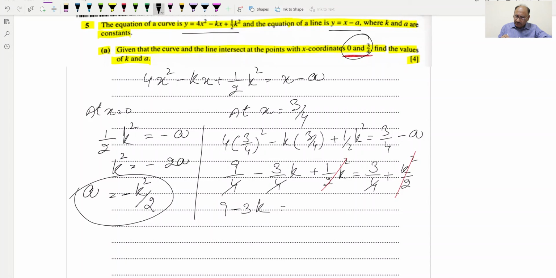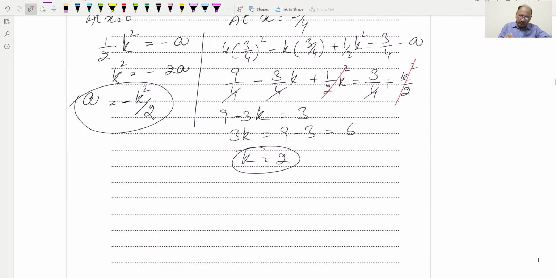9 minus 3k is equal to 3, or we can write 3k is equal to 9 minus 3, which is equal to 6. So k is equal to 2. We got this k is equal to 2. Now this k value we can replace in this one, and this will be a is equal to minus k squared by 2, and minus this will be 2 over 2.